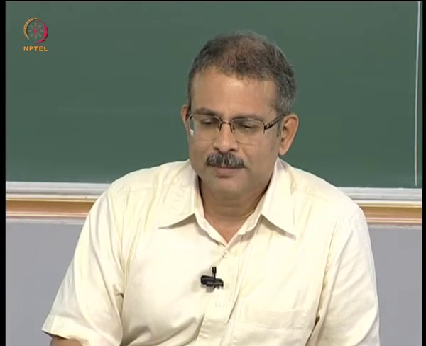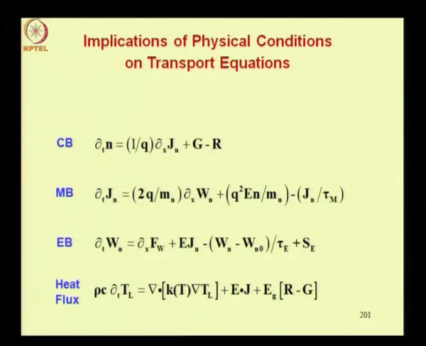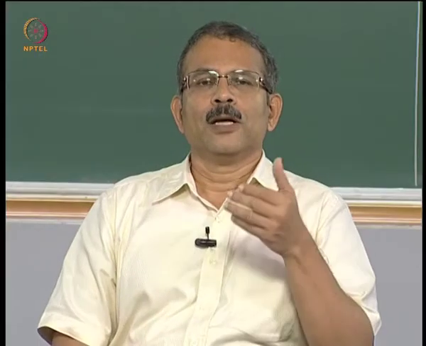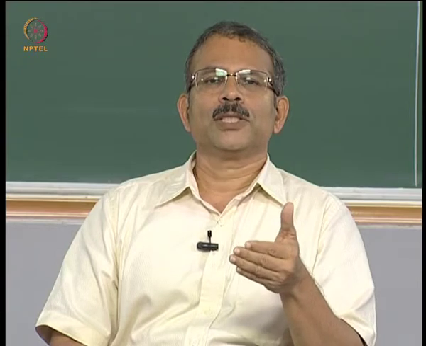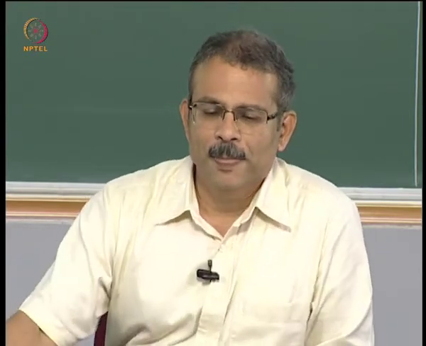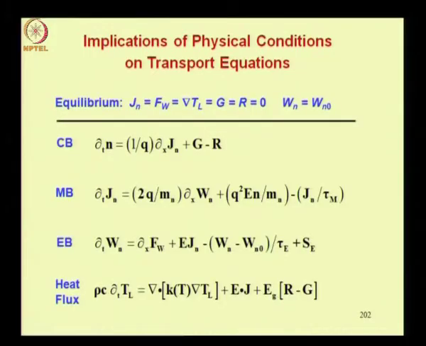Let us start with the physical condition of equilibrium. So under equilibrium, current density Jn and the kinetic energy flux Fw are both 0, because the condition of equilibrium is no net flow of charge or energy. So that is what is captured here when you say Jn and Fw are 0.